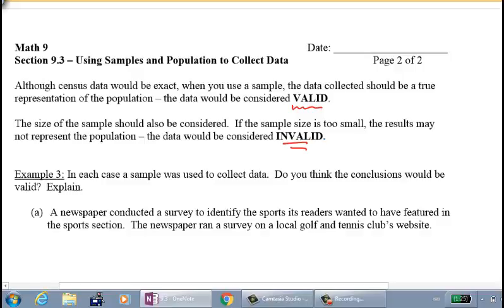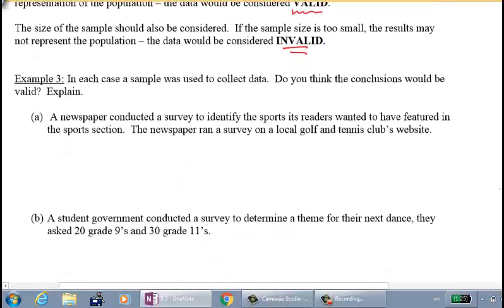So in each of these cases now, example number 3, I'd like you to read it and then think if the conclusions would be what I call valid. Would it be a true representation of the entire population? If yes, say yes. If no, say no, and tell me why. Part A, a newspaper conducted a survey to identify the sports its readers want to have featured in the sports section. And they do a survey on a local golf and tennis club's website. So, valid or invalid? I'm thinking invalid. No way.